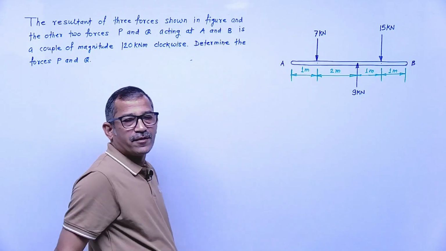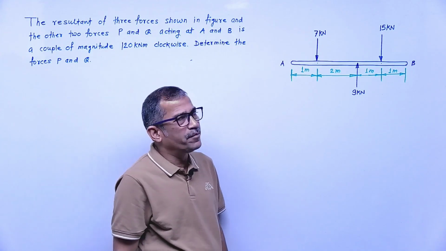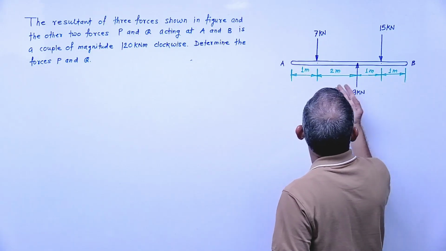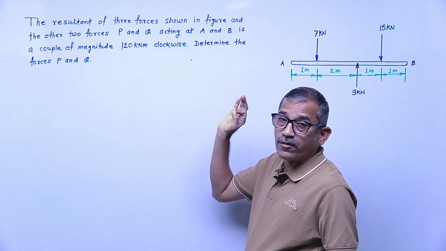Three forces are represented in the figure, right? 7 kilonewton, 9 kilonewton and 15 kilonewton. Length of rod is what? 1, 2, 1, 1. 4 plus 1, 5 meter is the length. Carefully you have to read the problem.